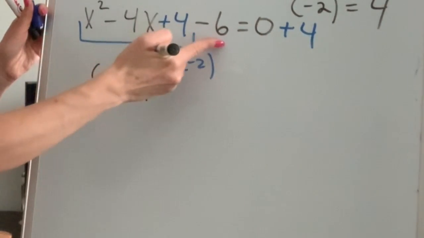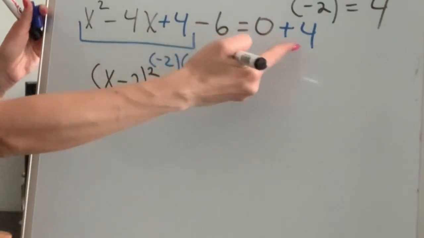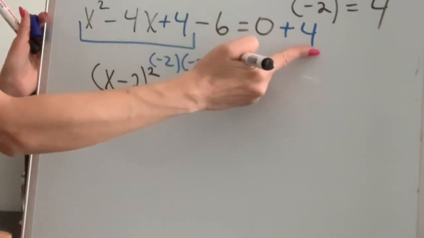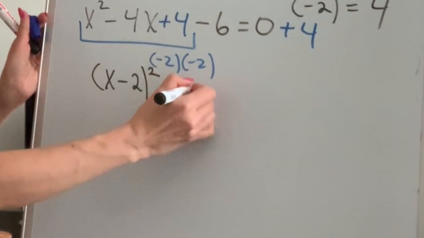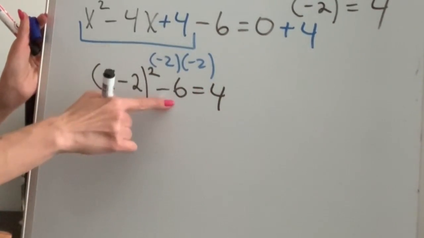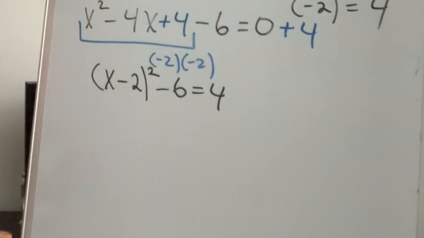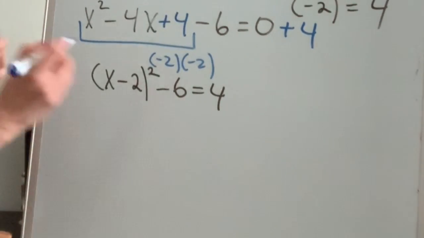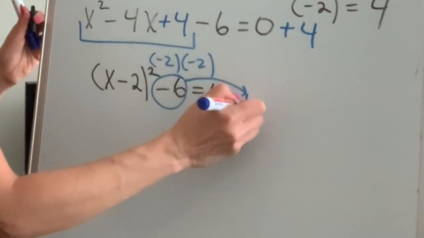Then you still have this minus 6 equals 0 plus 4. Well, 0 plus 4 is 4, so you have minus 6 equals 4. And then you're going to take this negative 6 and place it to this side by making it positive. So 4 plus 6 is a 10. So this goes here and becomes a positive 6.